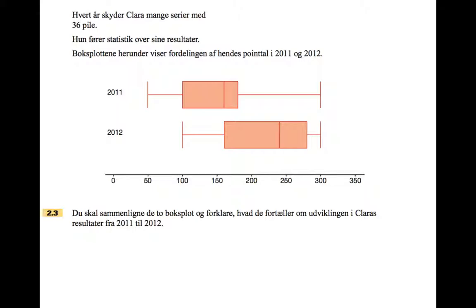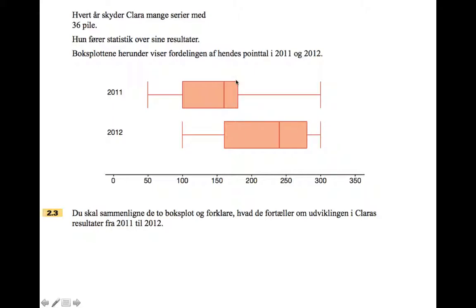And then it says every year Clara shoots many series of 36 arrows, and she keeps statistics of her results, and the box plot shows the distribution of her points totals in 2011 and 2012. So box plots are good ways of comparing the differences between two sets of data about similar things. So you can see in 2011 the box is lower because she's not as good as she is in 2012, where the box is up with the higher scores.